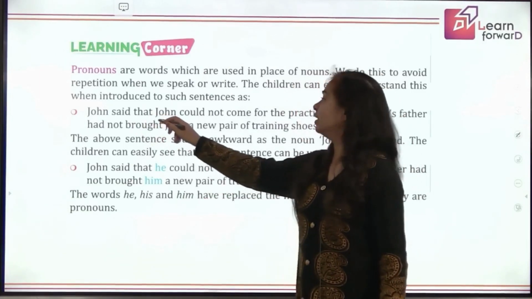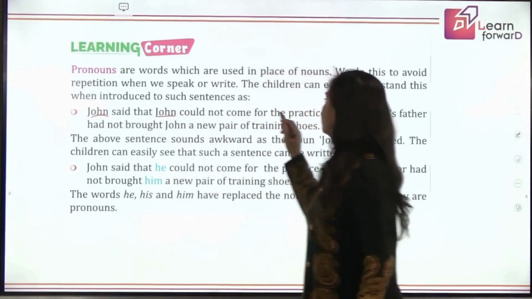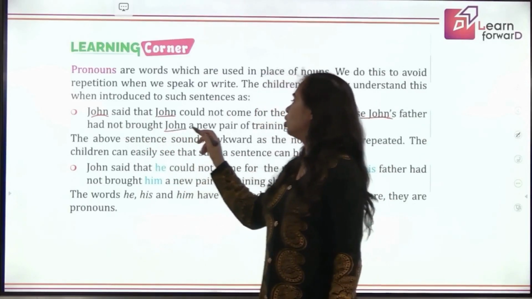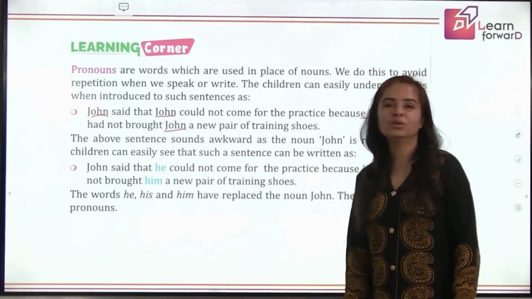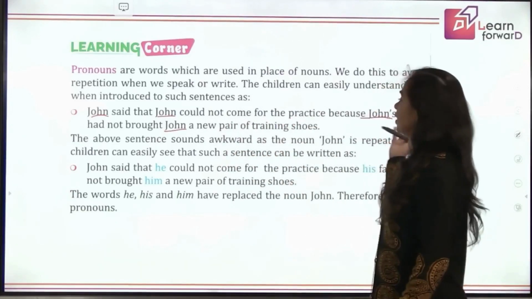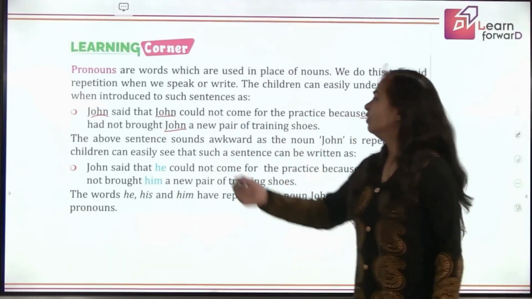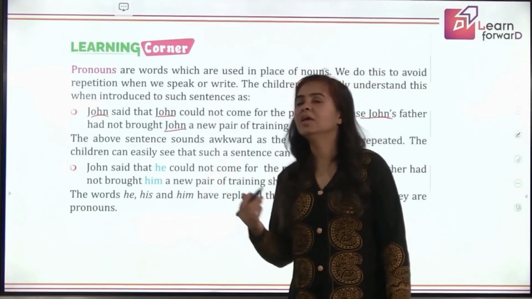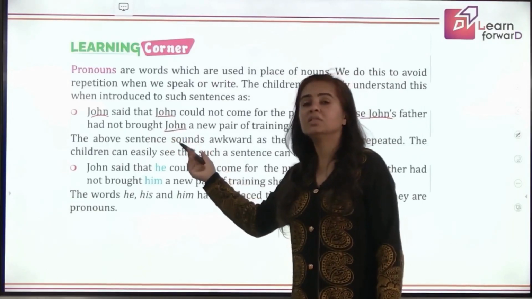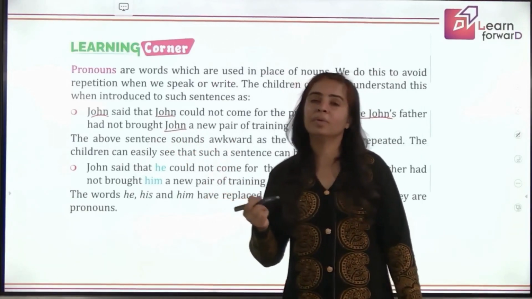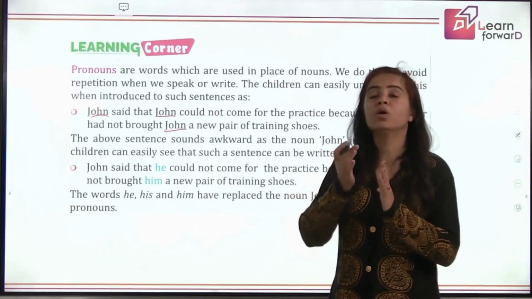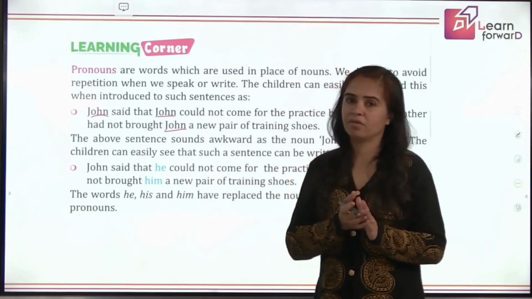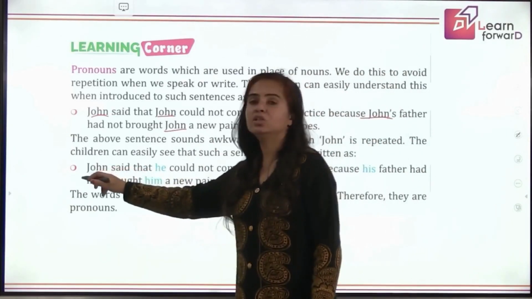John said that John could not come for the practice because John's father had not brought John a new pair of training shoes. So how many times in just one single sentence we are using John? 1, 2, 3, 4. So to avoid this repetition, we change these words into pronouns. And remember, the first word we will not change, because then we get to know to whom the pronouns are referring. So in the first, we will definitely write John as it is.